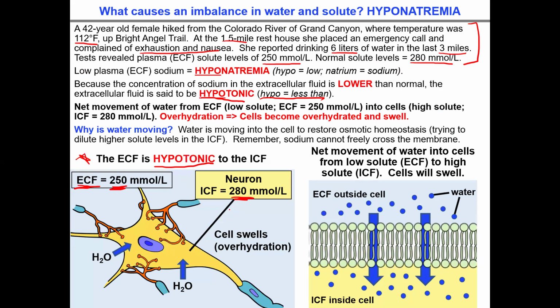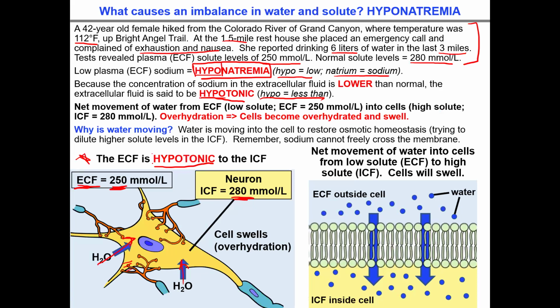And again, the body wants to maintain everything equally. So what's going to happen is a ton of water is going to rush in, because we have lots of solute in here and a lot of solvent out here. So we want to equalize everything out. Water is rushing in. So this situation is known as hyponatremia. Hypo meaning low, natremia, sodium. So in this case, she had low sodium because we had tons of water rush in.